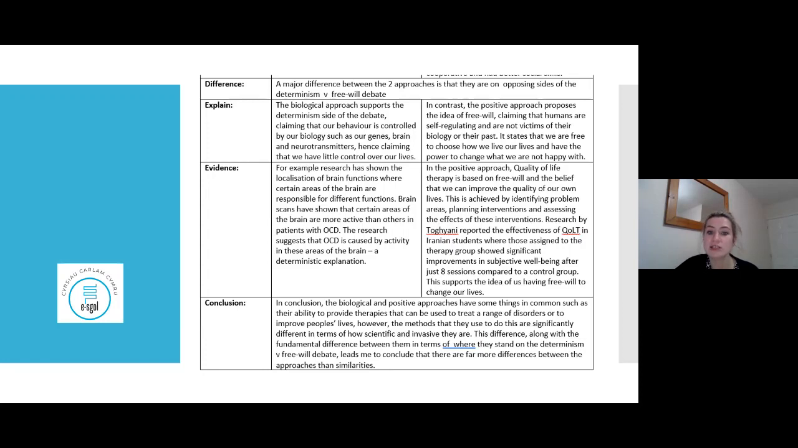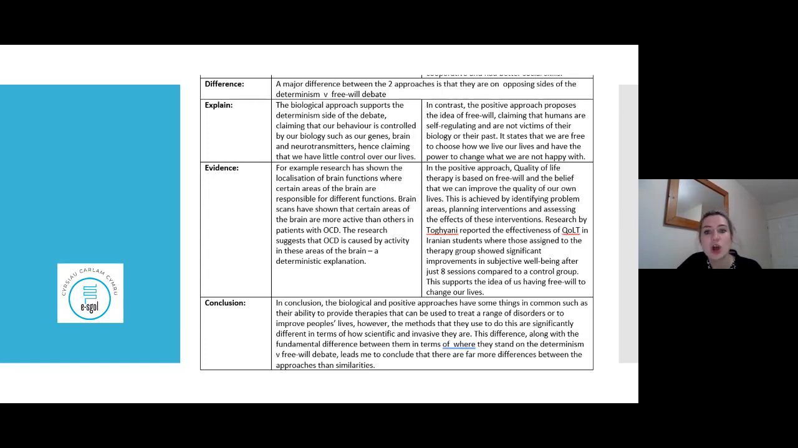For example, research has shown the localization of brain functions, that certain areas of the brain are responsible for different functions. Brain scans have shown that certain areas of the brain are more active in patients with OCD. The research suggests that OCD is caused by activity in these areas of the brain, a deterministic explanation. So again, really nice piece of evidence to back it up and why it's deterministic.